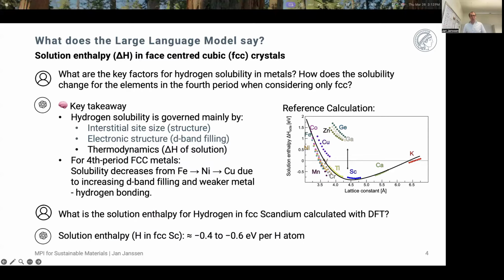But we can also ask for quantitative statements, right? So we can ask, what is the solution enthalpy of hydrogen in FCC scandium calculated with DFT? And careful here, right? So scandium is typically a simple cubic. So asking for FCC is already quite an extrapolation. And then the answer from the model is something in the range of minus 0.4 to minus 0.6 electron volts per hydrogen atom. This is not what we see in our graph, right? So there's more in the order of minus 0.8 electron volts, but it's already somewhat in the ballpark, right?